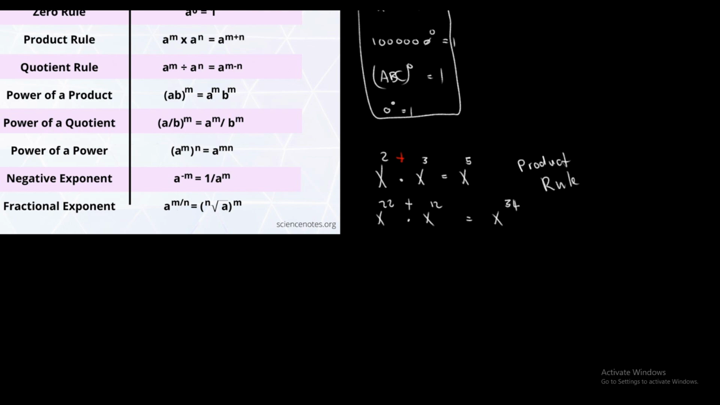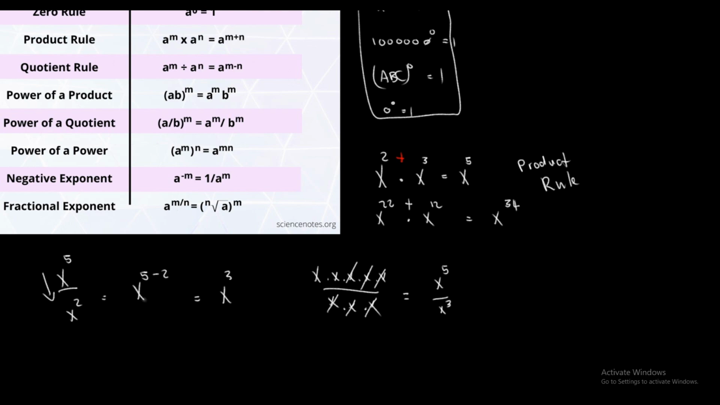Okay, let's go to the quotient rule. The quotient rule states that x to the 5 divided by x to the second power simply means 5 minus 2, which gives me x to the 3. So with the quotient rule, when you see division with exponents, you just subtract them from one another. Let's see how that looks in theory. It's x times x times x times x times x over x times x times x. I can rewrite this as x to the power of 5 over x to the power of 3. Now I can cancel one, another one, and another one, since they're the same variable. We are left with x squared. So 5 minus 3 is also x squared, and we know this method works.